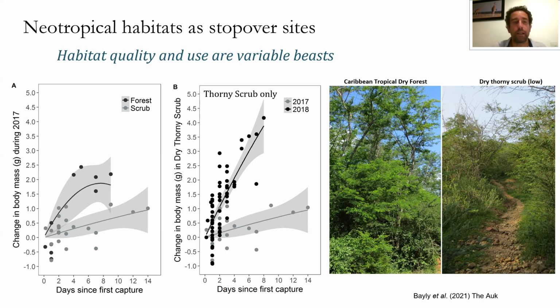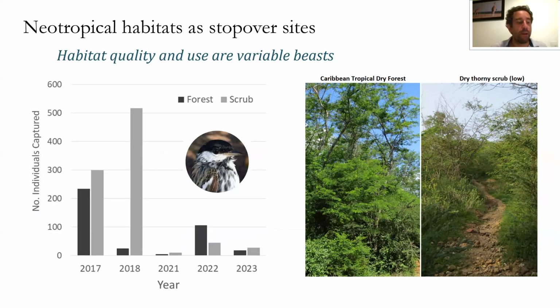There were almost no birds in the forest. We didn't catch enough to actually model their fuel deposition rate. And instead, fuel deposition rates in the dry scrub were almost three times higher than they were in the first year. So a remarkable flip in the quality of habitats from one year to another. And we found that birds are almost tracking this. So the number of black-billed warblers between years was related to the quality or the speed at which birds could fuel in one habitat or another.